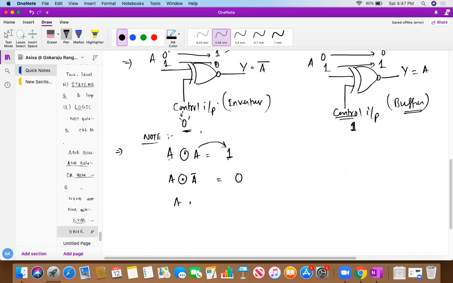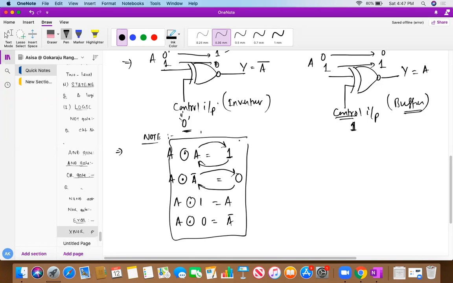So now, this also gives me the same thing. If I take it this way and this way, A XNOR 1 will give me A. Similarly, A XNOR 0 will give me A bar. Okay, so this is very important. A XNOR 0 gives me A bar. A XNOR 1 gives me A. So these are the things we are going to use today.